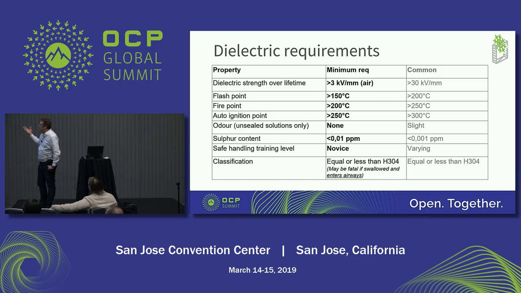So I've seen a lot of requirements from organizations that wanted to start evaluating immersion, and they just put it out there. It needs to be a dielectric strength of 50 kilovolts per millimeter, or 35, or 40, or 45. And when you ask the question, what is that based on? Well, yeah, we heard it somewhere, so it feels kind of good to have that in place, because nobody knows.